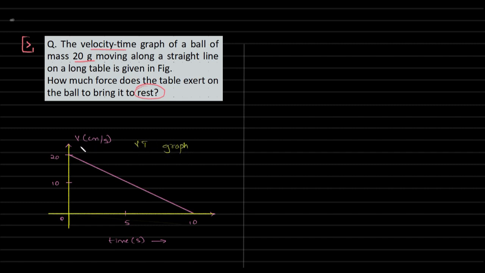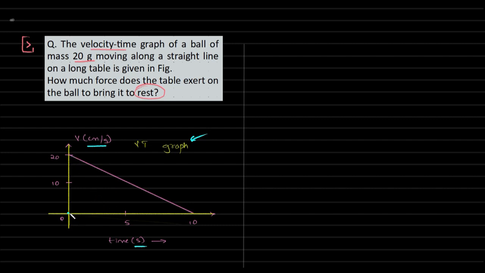The velocity is along the y-axis and time is along the x-axis. So the units are: velocity in centimeter per second and time in second. Always start the graph by reading the heading, looking at what is along the x and y axis and also the respective units, and then you should read the values from the graph.